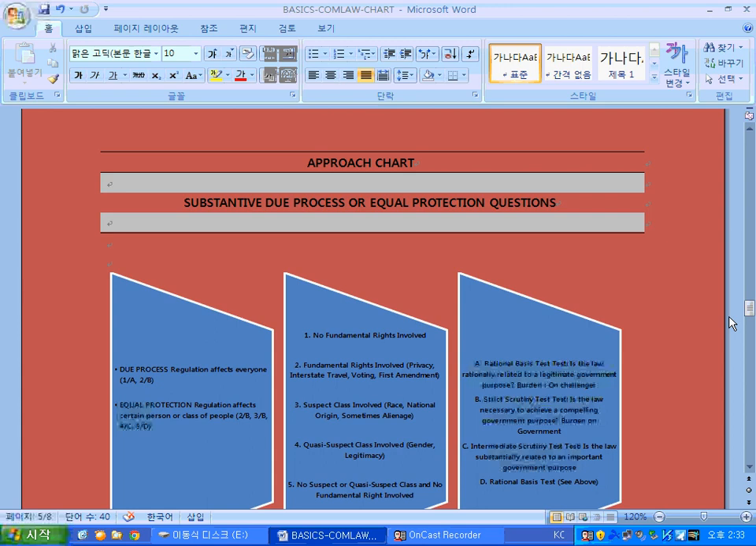If the equal protection issue involves no suspect or quasi-suspect class and no fundamental rights, then it is plain to apply a rational basis test, which is the lowest one in the standard of court scrutiny.